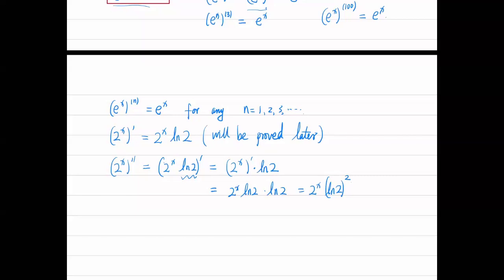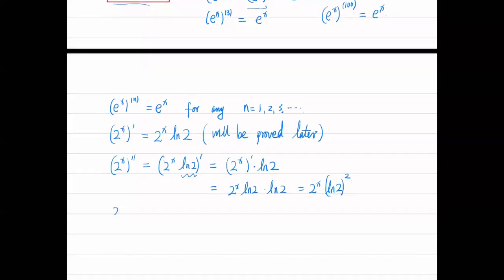Okay, Zichen, third derivative. You have to find the derivative of 2 to the power of x times log 2 squared. Okay, so this will be the derivative of the second. Again, this is a constant, we can move it out. It will give us another log 2.